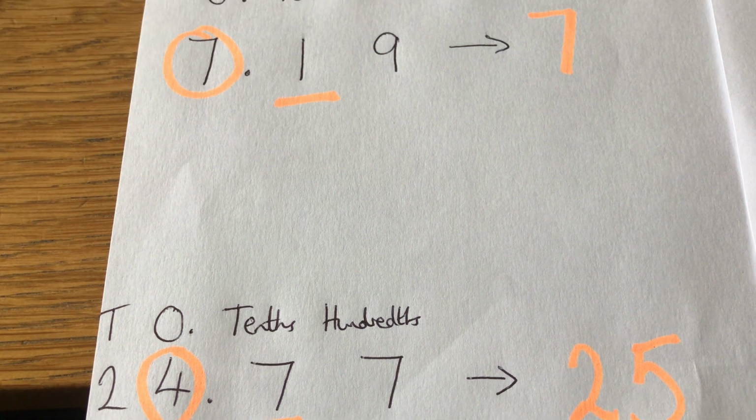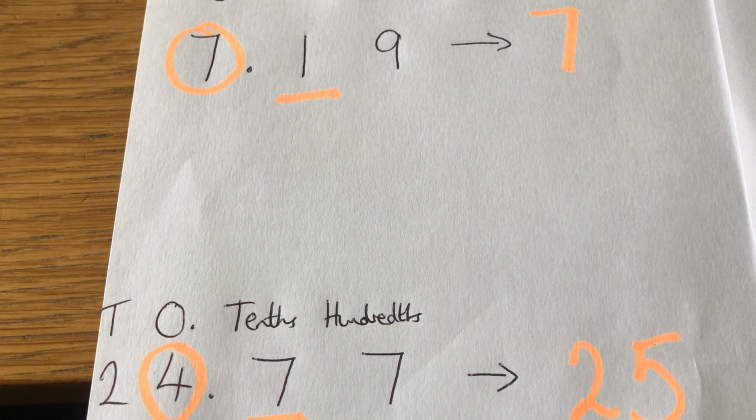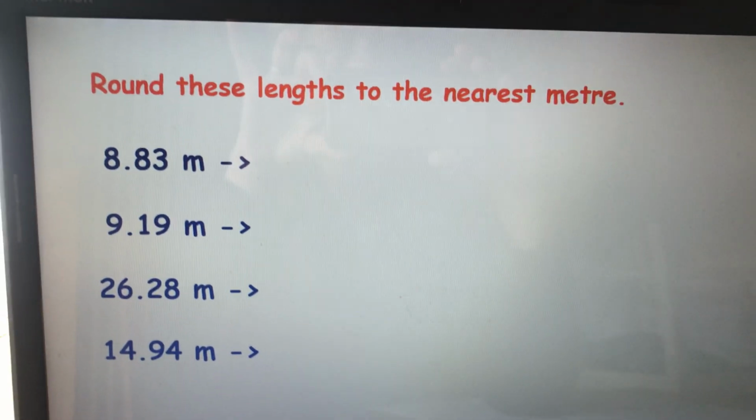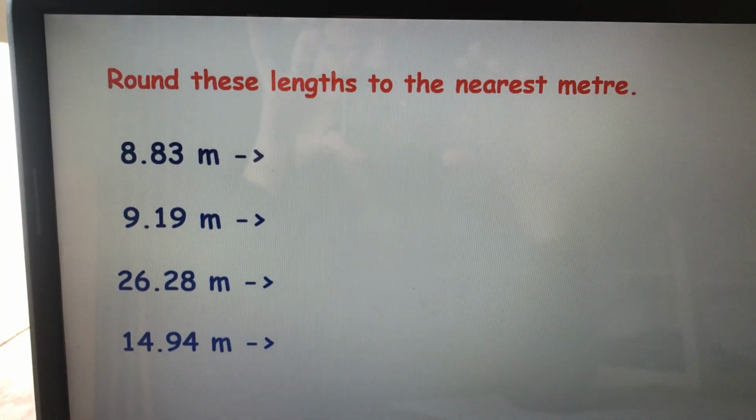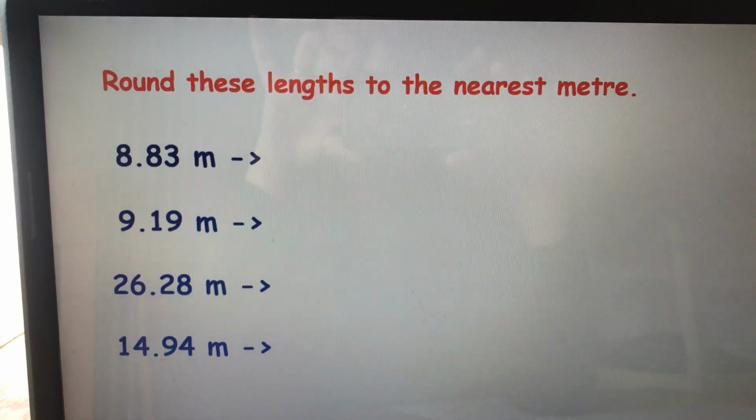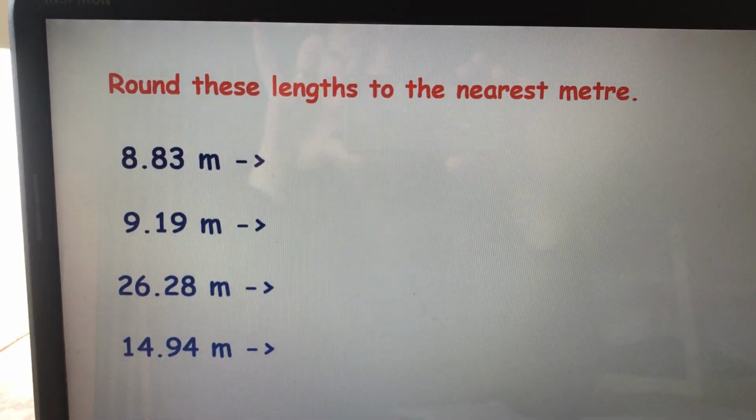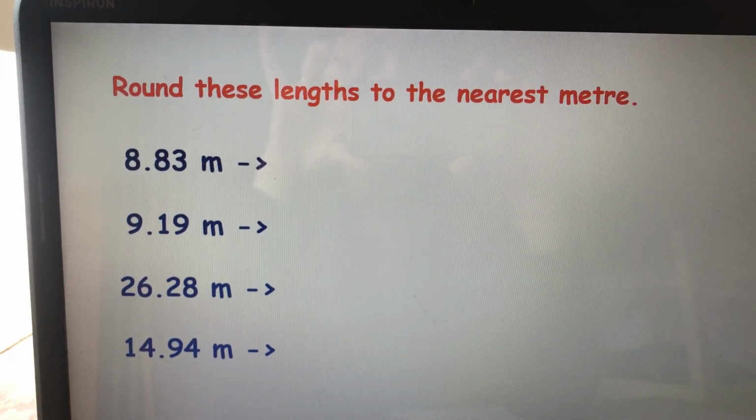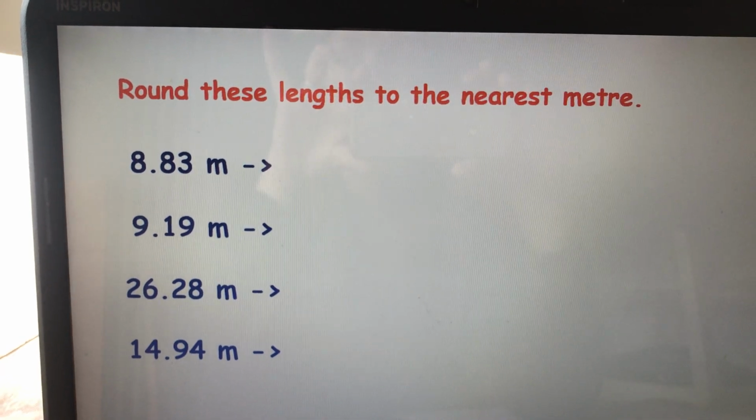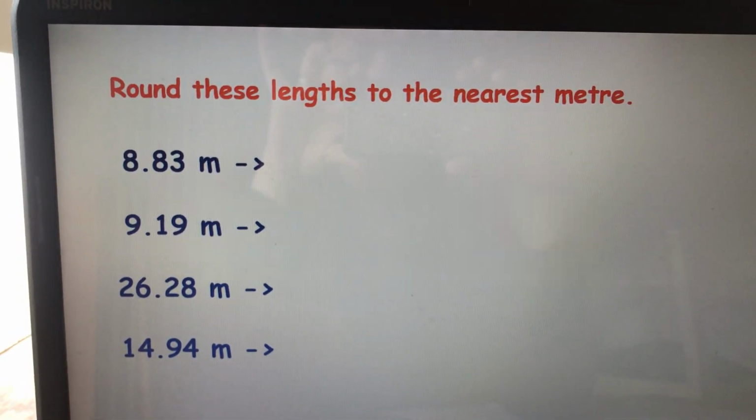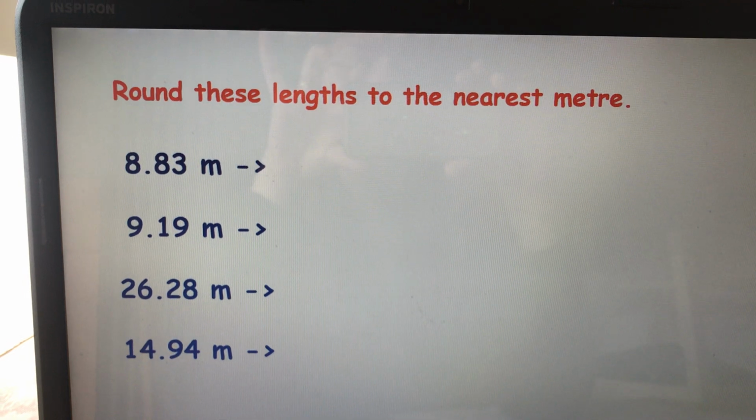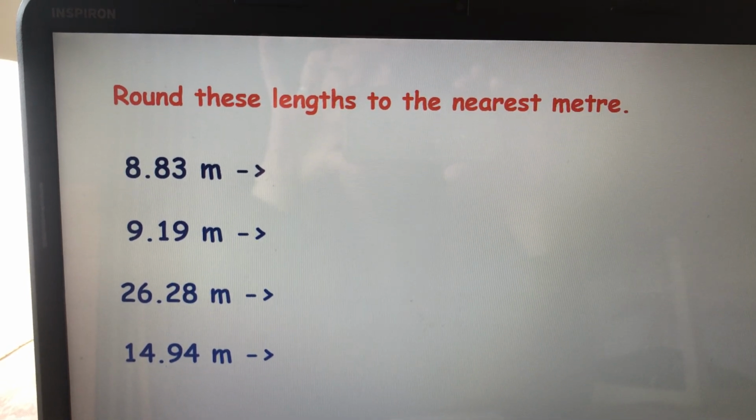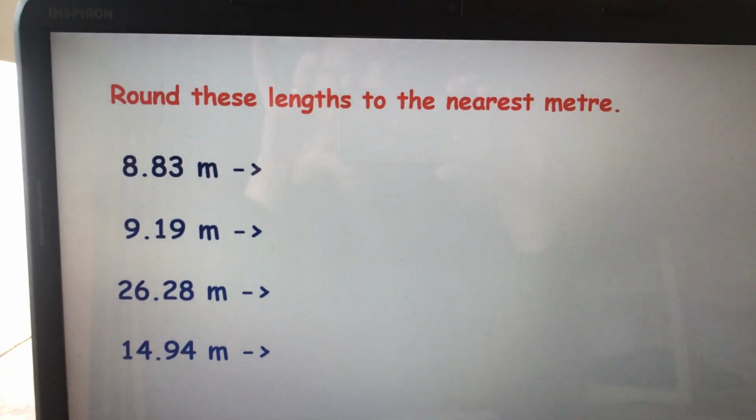25. Okay, so what I want you to do, I want you to have a little look at these additional questions, and I want you to pause your screen, and I want you to round these lengths to the nearest metre, or the nearest whole number. It means the same. So pause your screen right now and have a go at these 4 questions, and then you can press play again and I can show you the answers, okay?